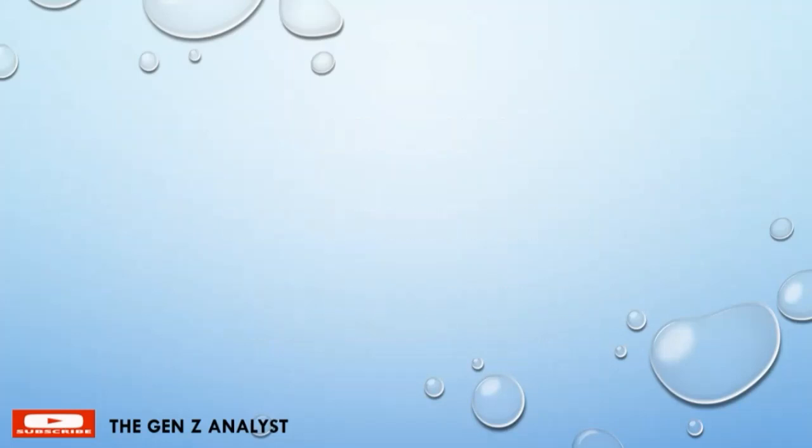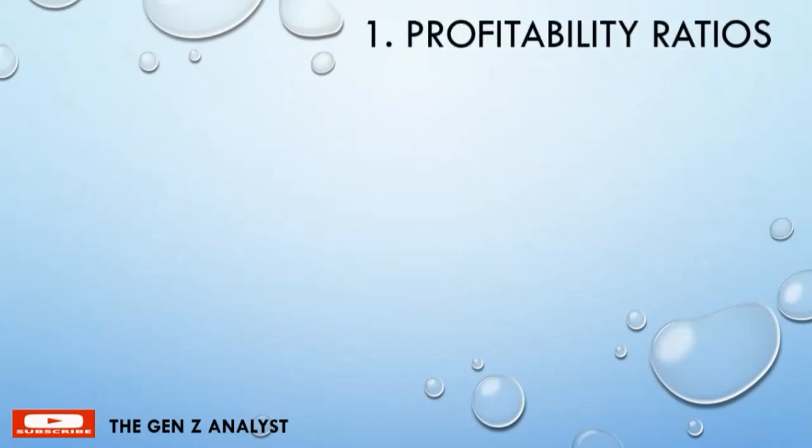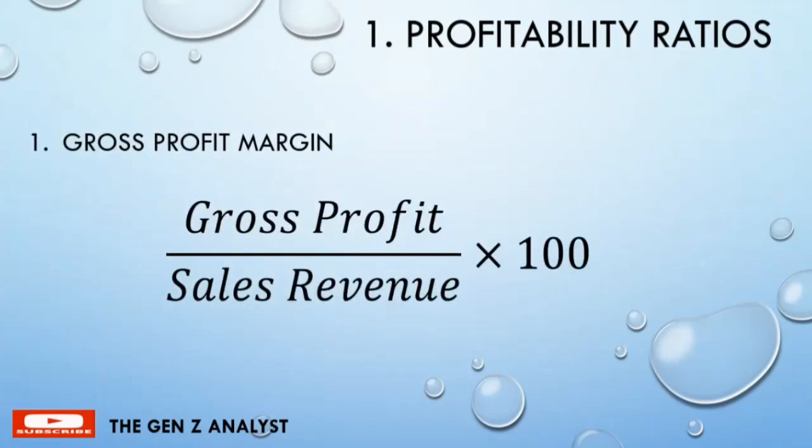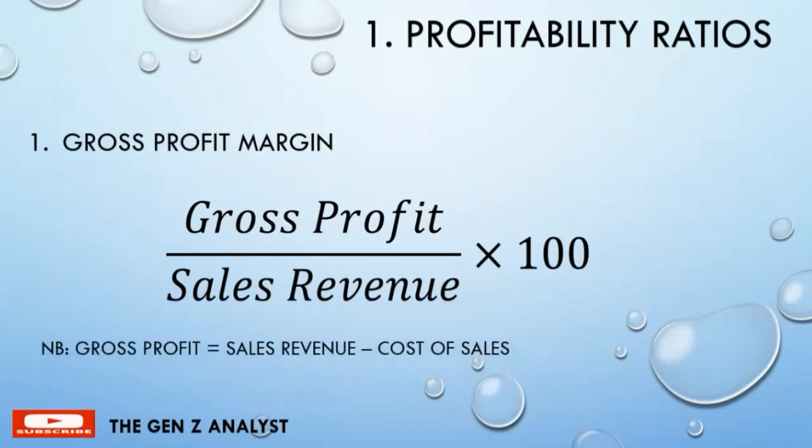Alright, so the first profitability ratio we'll be looking at is the gross profit margin, and the gross profit margin is calculated by gross profit divided by sales revenue times 100. So the value for this particular ratio is in percentage, and we know that gross profit is sales minus cost of sales. So what this ratio does is that it tells us how much gross profit we are making on every sale that we make. So that is what we are calculating here.